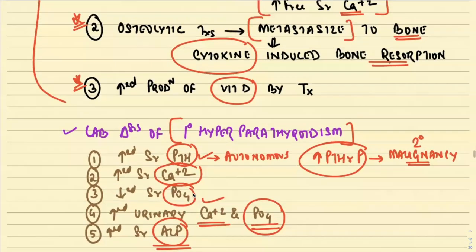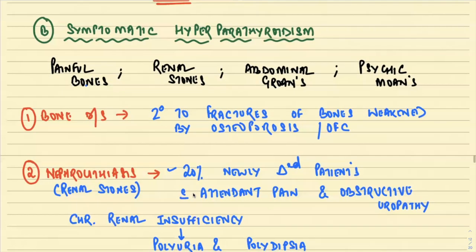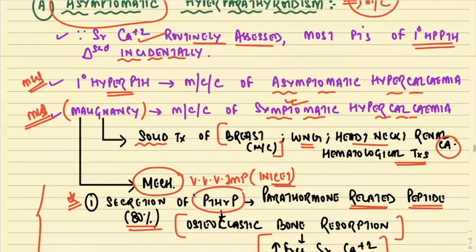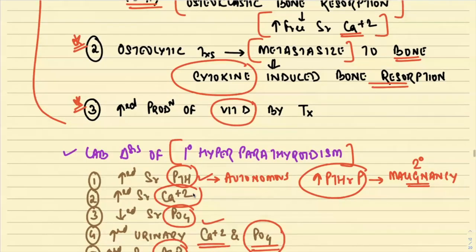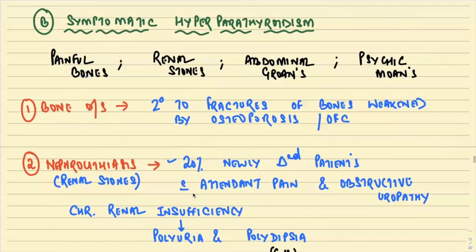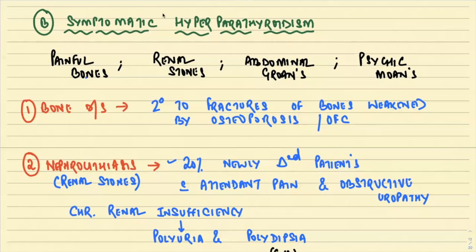Now coming to the second important presentation. The first important thing that we had read is asymptomatic hyperparathyroidism. That was the most common presentation of hyperparathyroidism. The second very important presentation is symptomatic hyperparathyroidism. What do you mean by symptomatic? That means the patient is presenting with signs and symptoms of hyperparathyroidism. Very classically, they say the patient is having painful bones, renal stones, abdominal groans, and psychic moans.